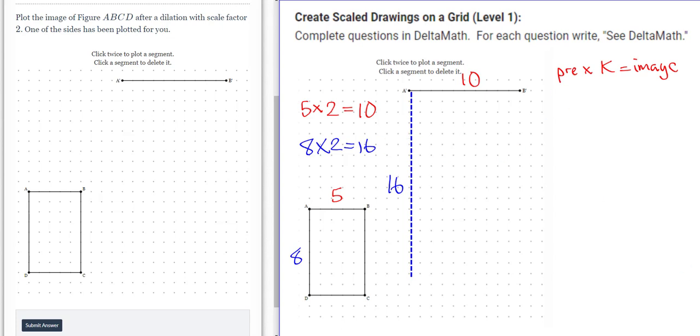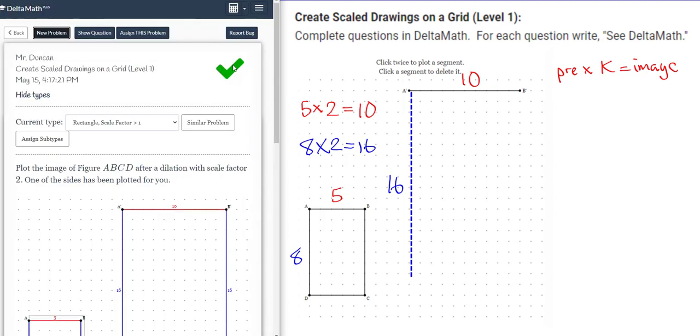So let's go straight back into Delta Math. Again, these calculations don't have to be written down. I'm assuming that most people in their head can go 5 times 2 is 10 and 8 times 2 is 16. So the length of this side is going to be 16. 1, 2, 3, 4, 5, 6, 7, 8, 9, 10, 11, 12, 13, 14, 15, 16. And then let's go down 16 as well, and just make sure these join. Feel pretty good about that.